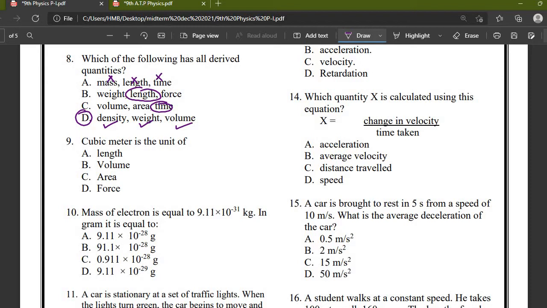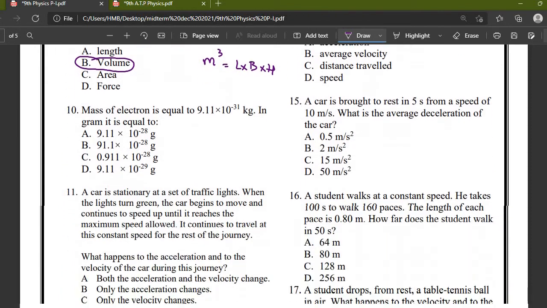Cubic meter is a unit of which quantity? We know that a cubic meter has 3 dimensions: length multiplied by breadth multiplied by height, that will be equal to meter cube, and it is equal to volume. Option B is the right answer.